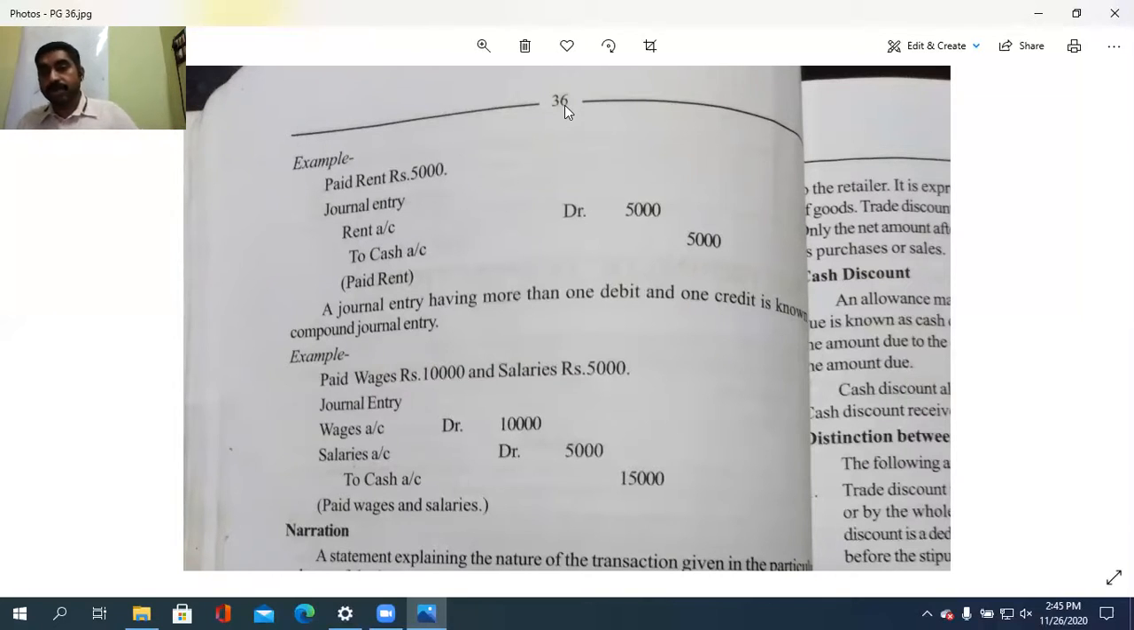Understand? So I think you understood this. What is a simple journal entry and a compound journal entry? An entry having one debit and one credit is the simple journal entry, while more than one debit or more than one credit is the compound journal entry.